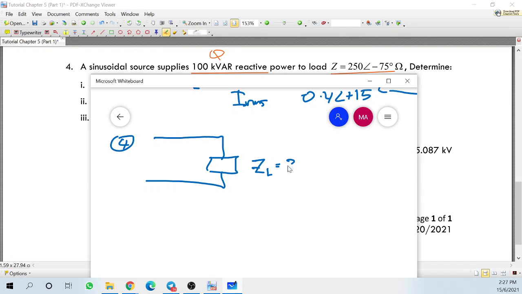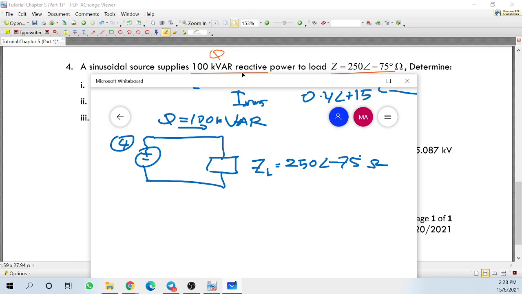ZL is 250 ohms, angle minus 75 degrees. This is ZL, our load, and then we have a source here. Let's say we have a sinusoidal source supplying Q equal to 100 kVAR to the load.